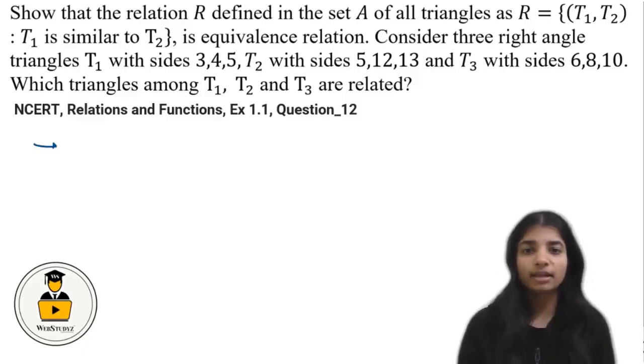Considering three right angled triangles: T1 with the sides 3, 4, 5, T2 with the sides 5, 12, 13, and T3 with the sides 6, 8, 10, which triangles among T1, T2 and T3 are related?